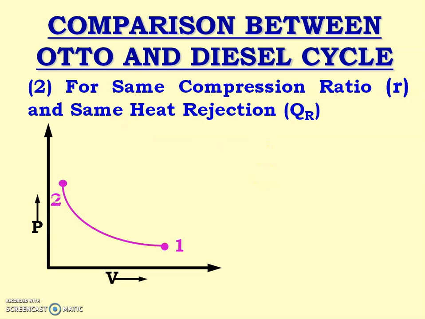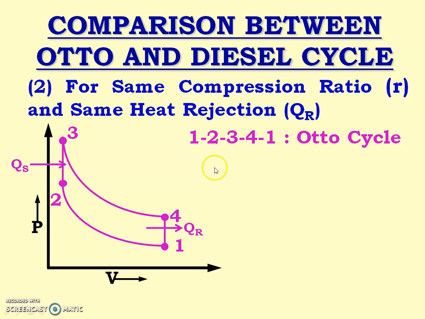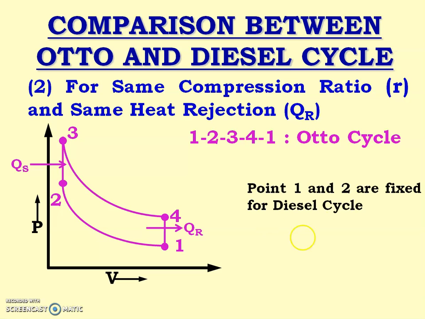Now let us draw again, first the Otto cycle. So 1, 2, 3, 4, 1 is the Otto cycle. Same compression ratio means 1, 2 should be the same. Another, same heat rejection, that is QR should be the same. So now let us draw the diesel cycle. 1, 2 are fixed and heat rejected is the same.